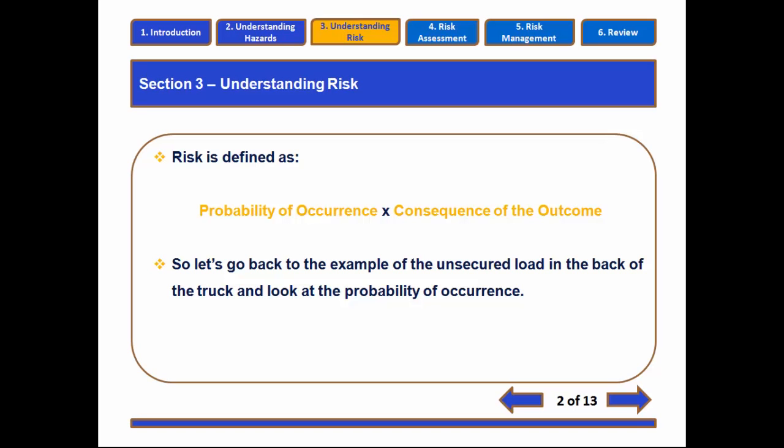Consequence is what cost, typically, will be incurred by a negative outcome. So that would usually have a dollar value assigned to it. So let's look at some examples to solidify these ideas.